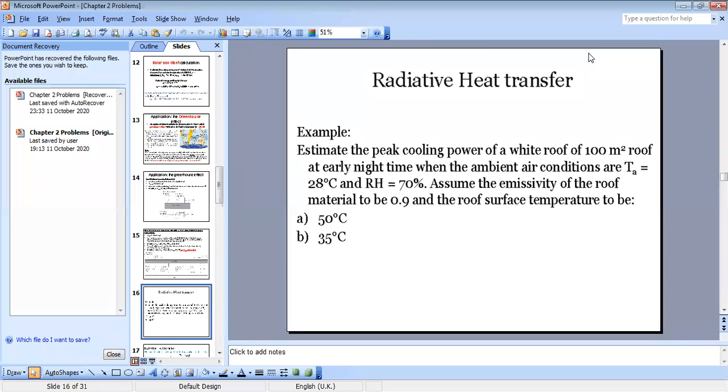So in this problem, we want to find the peak cooling power of a white roof of 100 meters square at early night time when the ambient air conditions are TA equals 28 degrees and the relative humidity equals 70%. Assume the emissivity of the roof material to be 0.9 and the roof surface temperature to be, in the first case A, 50 degrees and in the second case B, 35 degrees.